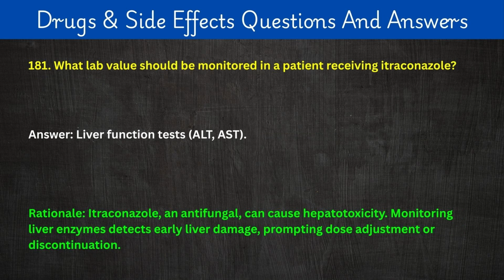181. What lab value should be monitored in a patient receiving itraconazole? Answer: liver function tests, ALT/AST. Rationale: itraconazole, an antifungal, can cause hepatotoxicity. Monitoring liver enzymes detects early liver damage, prompting dose adjustment or discontinuation.